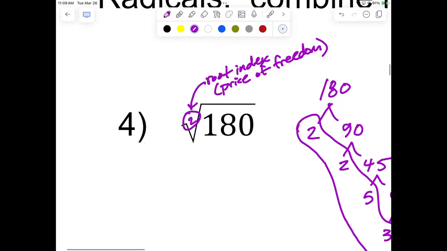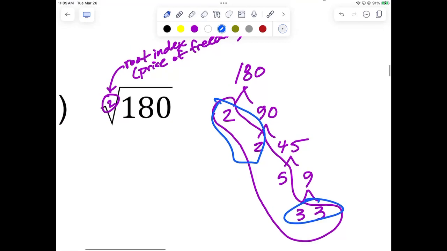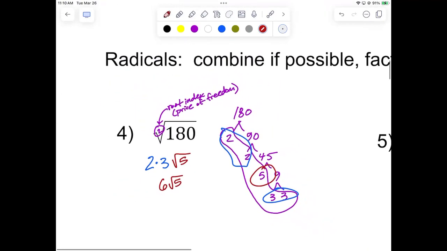So remember, and we've done this before, it takes a pair of factors on the inside to become one of them on the outside. So I can pull a pair of 2's out and call it 2. I can pull a pair of 3's out and call it 3. And then anything that's left is stuck on the inside. And then I just multiply and get 6 square root of 5. So apparently 180 is 36 times 5, and 36 is the perfect square. Remember doing that? Okay, that's kind of easy.